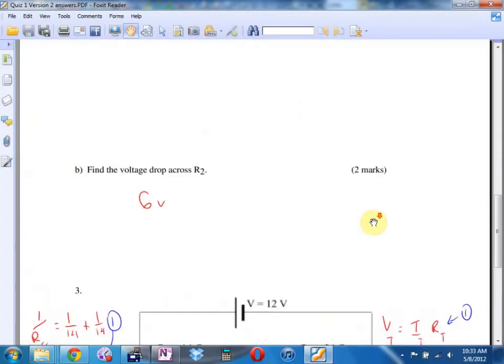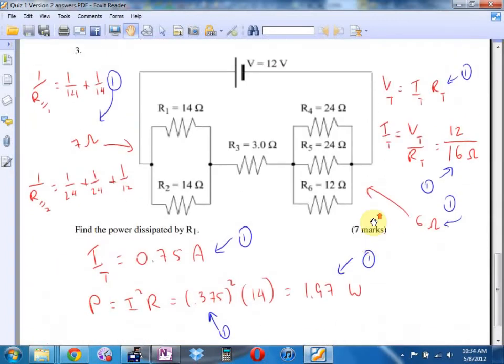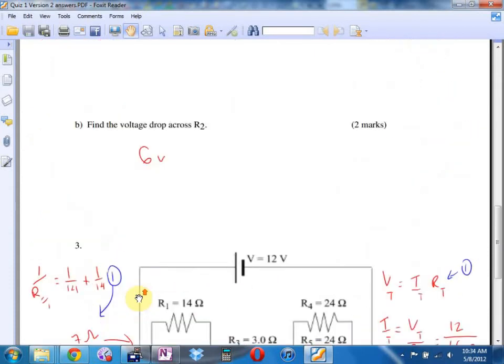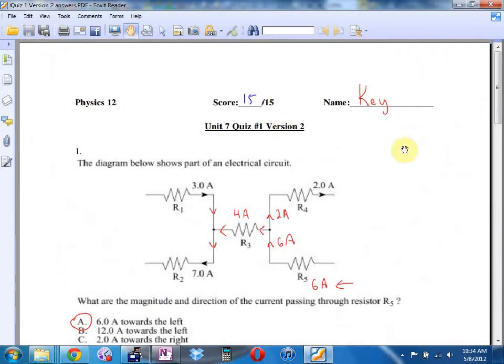So if you got that right, you get full marks. Otherwise, this is what I would be looking for. If I saw that 7, that would give you 1 mark. If I saw that you had written this as 6 ohms, that would give you 1 mark. If I saw the total resistance somewhere of 16, that would get you 1 mark. 1 mark for writing Ohm's law, 1 mark for finding total current, and then I used I squared R because it was easier. Can you give yourself a score on this quiz, please, out of 15?